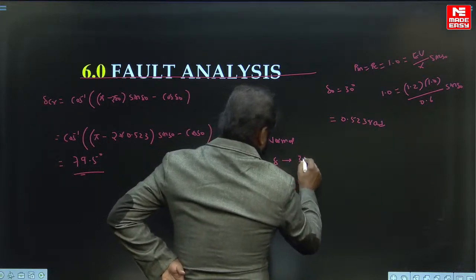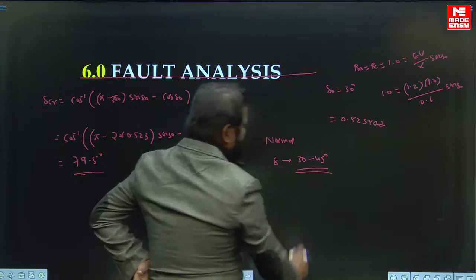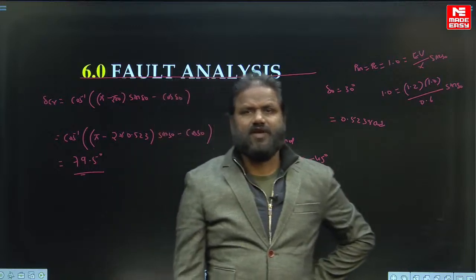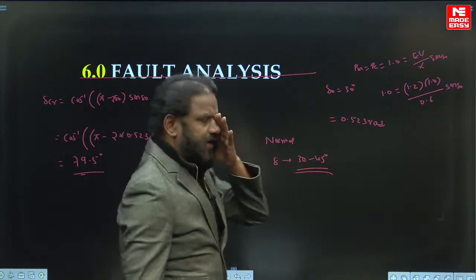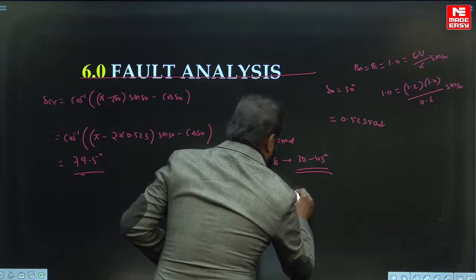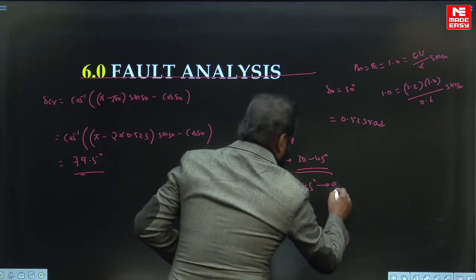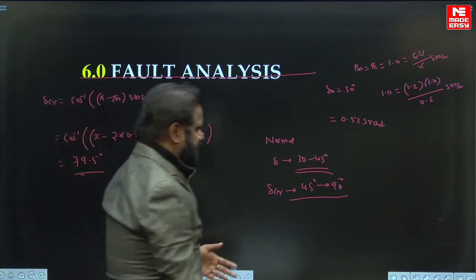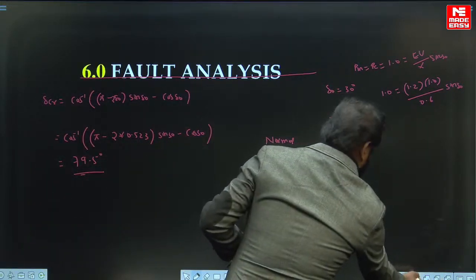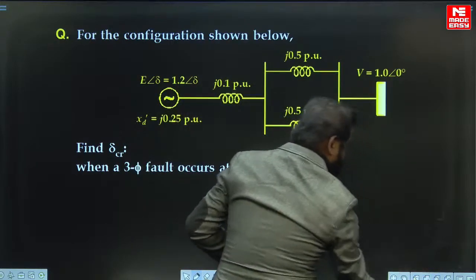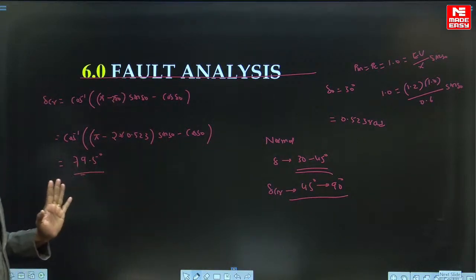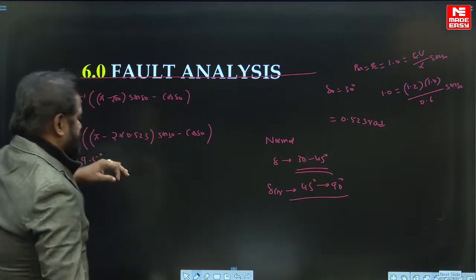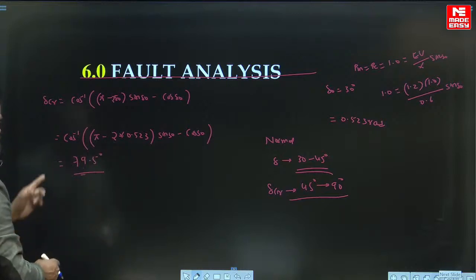30 to 45 degrees is normal operation. That is the reason the critical clearing angle is never less than 45 degrees. Critical clearing angle delta CR should always be in the range of 45 degrees to 90 degrees. If someone stupidly gives an answer otherwise for delta CR, you can definitely condemn it. Delta CR is never less than 45 degrees. It is in the range of 45 to 90 degrees. So every time you can observe that the answer should be in that range.